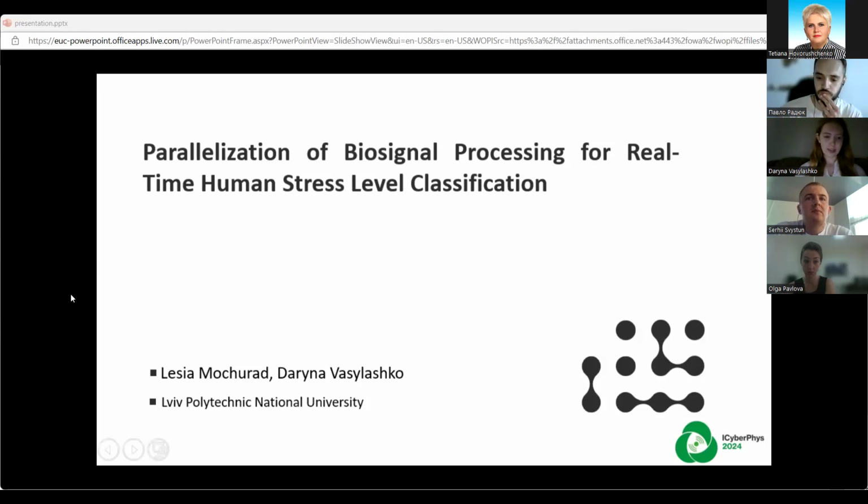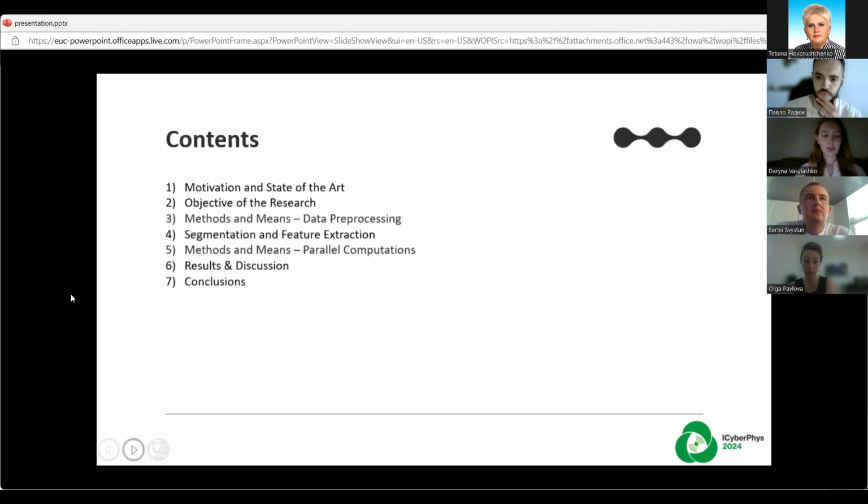So let's get started. Here is an overview of our presentation. We will start with the motivation and current state of the art in stress classification. Next, we will discuss the objectives of our research. Following that, we will present the main results of our study. Then we will delve into the details of our experiments, results, and discussion.